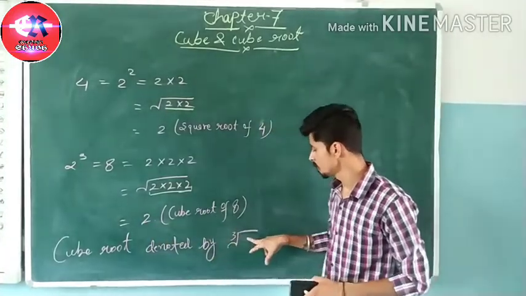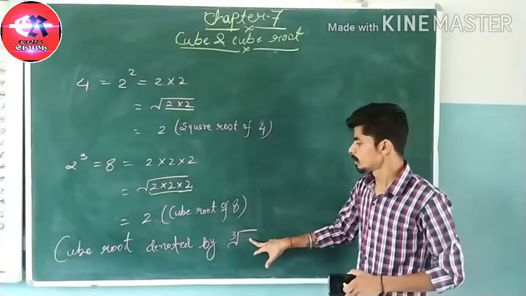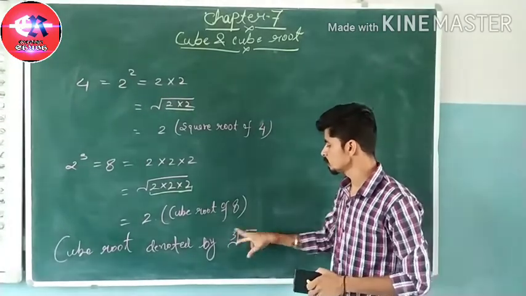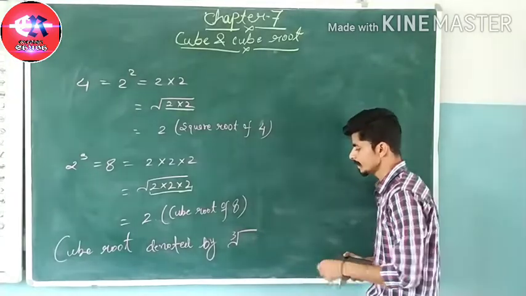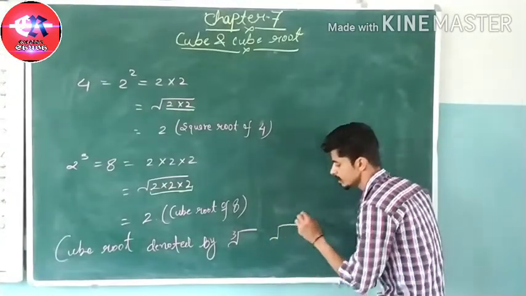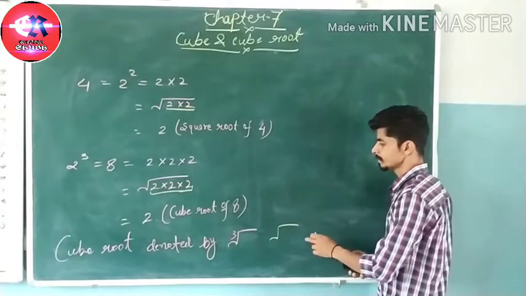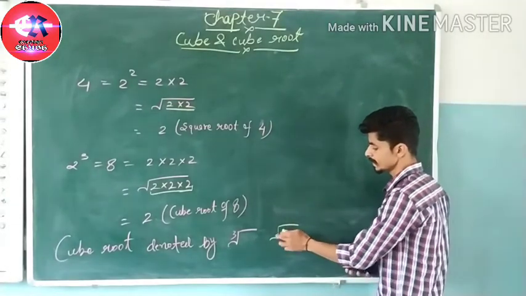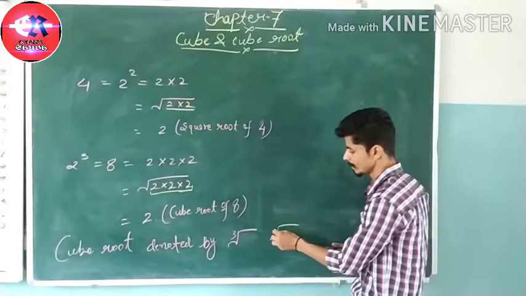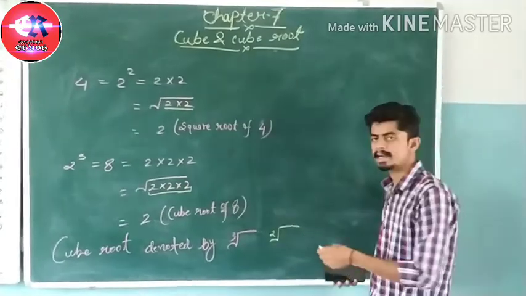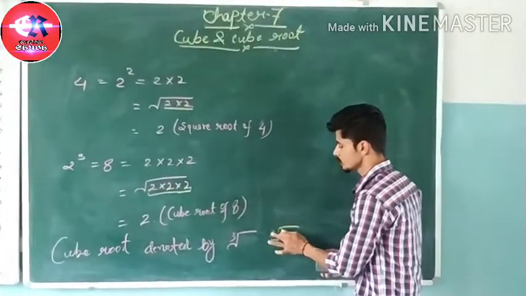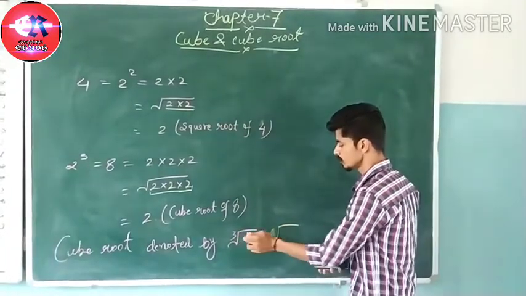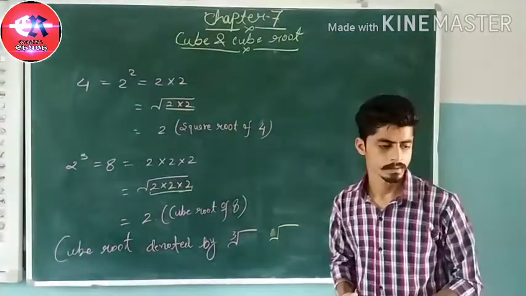And there is a symbol for the cube root, denoted like this, and the square root is normally denoted like that. We do not have to write 2 there. If we write it, it is also correct; if we do not write it, it is also correct. So this is the cube root and this is the square root.